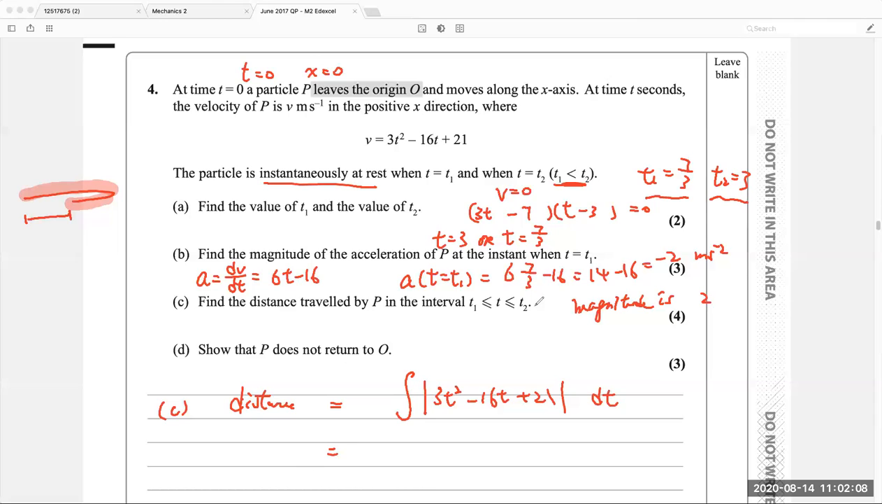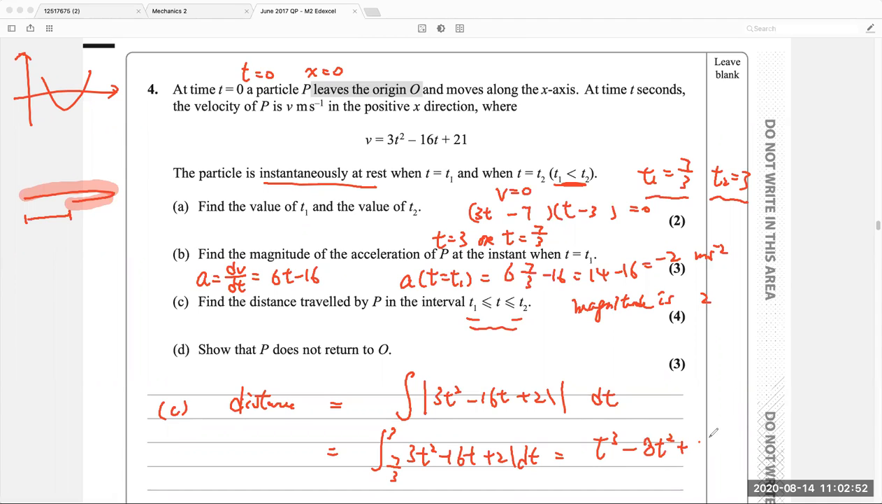Now, because you can see the velocity is zero at this T1 and T2, that means the velocity will not change sign in between these two time values. Do you know what I mean? So we can make three different integrals and then add them up. So actually, we don't need to take the absolute value in this example. What you just need to do is integrate this one, and then substitute it, okay?